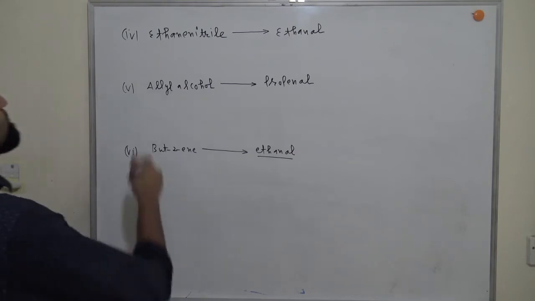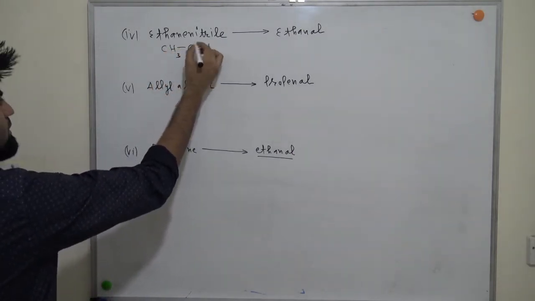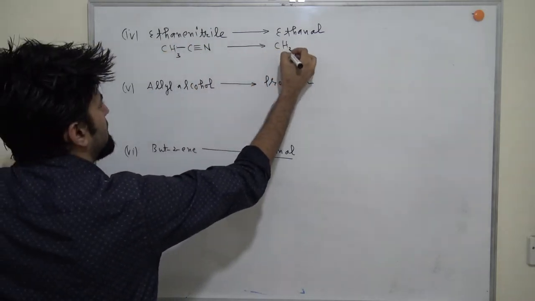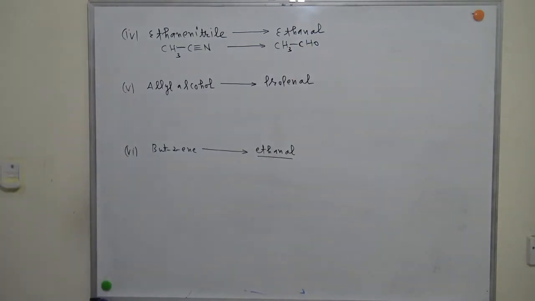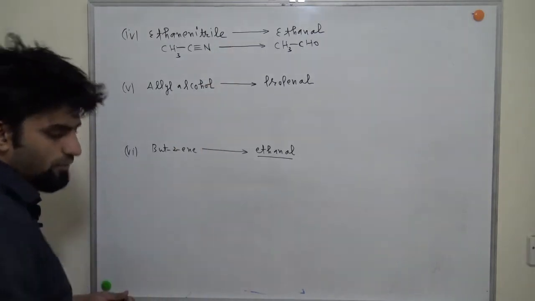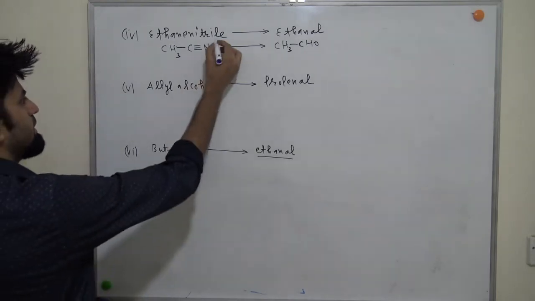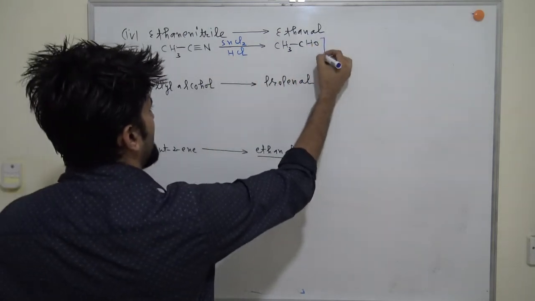Ethane nitrile. So first of all, what is the structure of ethane nitrile? This CN is nitrile, so ethane nitrile to ethanol. Ethanol means CH3CHO. So how to do that? You have 2 options basically. You can use Stephen's reduction. Remember what I told? Stephen's reduction, alkyl nitrile converts into RCHO. So what is the reagent for that? SnCl2 and HCl.